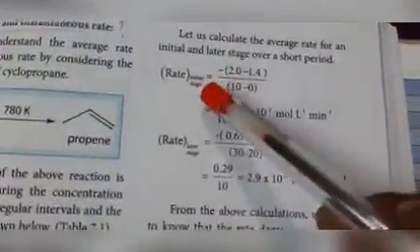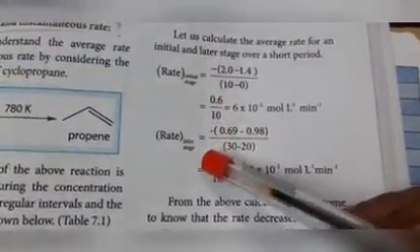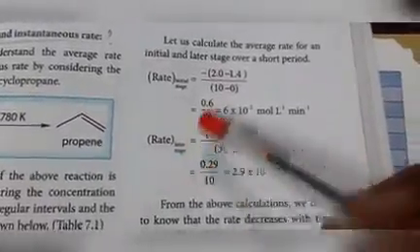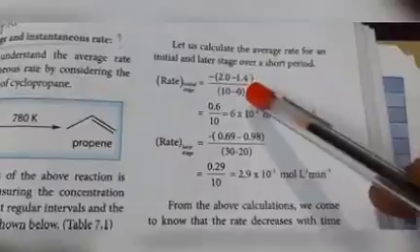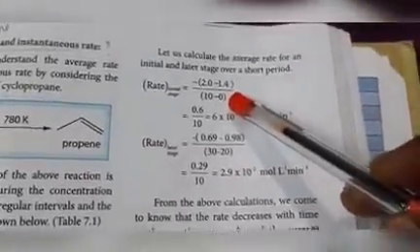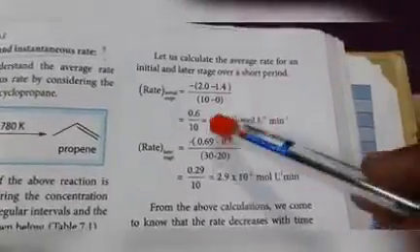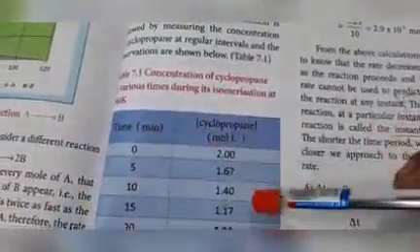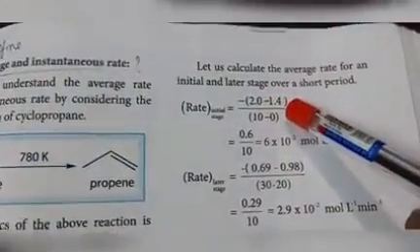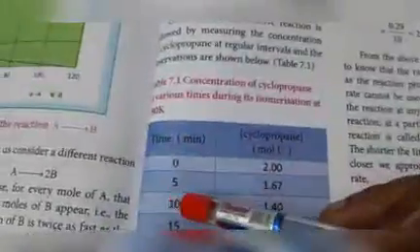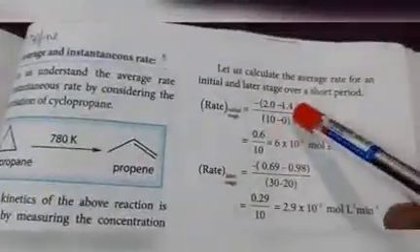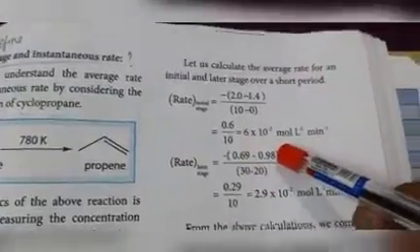By using the same data we are going to calculate the rate of the initial stage and the rate of the latest stage, that is the final stage. Same formula: change in concentration of the reactant or product divided by time taken, but here we calculate for a particular time, for 10 minutes. First 10 minutes, last 10 minutes. For the first 10 minutes, the concentration difference is 1.2 minus 1.4, and the time difference is 10 minus 0. If you simplify, you will get 6 into 10 power minus 2.